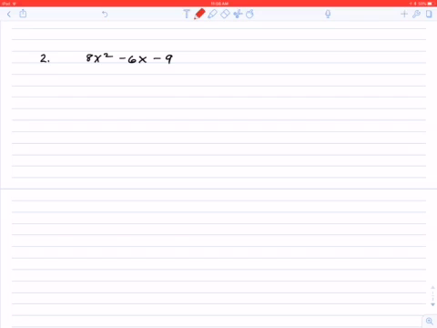So to factor this trinomial, 8x squared minus 6x minus 9, I'll multiply the first term times the last term. So 8x squared times 9, get another 72x squared. So I'll do all the factors of 72x squared.